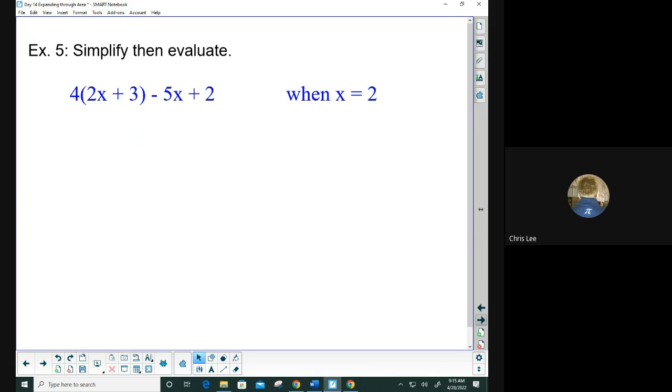Simplify, then evaluate. So, it's -5. Oh, you actually forget the +3. That's not this equation. Yeah, x plus 3.